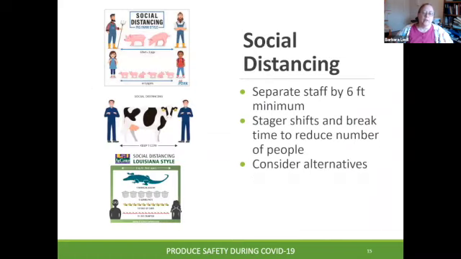For social distancing, and just by the way, I'm really interested in finding social distancing examples that involve produce. I found lots of ones with animals, pig, cow, alligator. And all I've got here is corn.